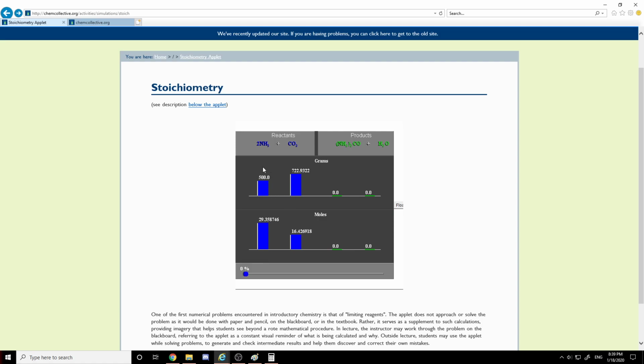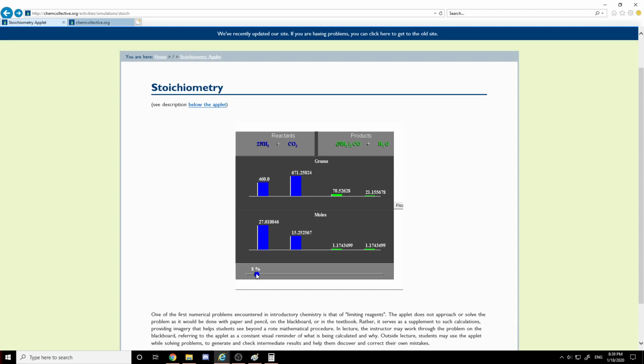We start with a certain number of grams of ammonia and a certain number of grams of carbon dioxide. Note the masses and the moles do not align. Remember, to convert to moles, you've got to use molar mass. It doesn't matter. This is a better visualization of how much stuff there is. Remember, weight is not a good visualization of how much stuff there is. But let's see what happens when we start the reaction.